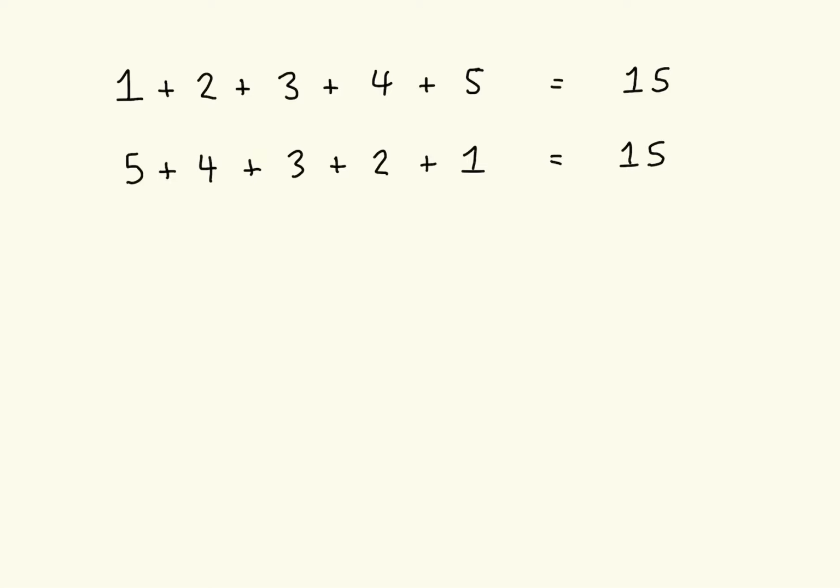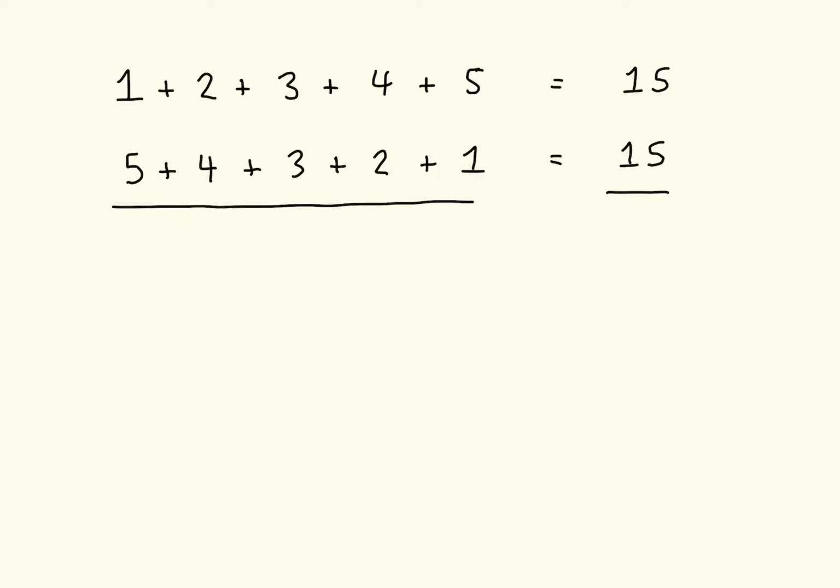And then you can think, well, why does this help me at all? Well, it helps me because if I look at the columns here, each of these adds up to 6. So 1 plus 5 is 6, 2 plus 4 is 6, and so on. If I imagine taking the sum of these two sequences in column form, the sum of 1 and 5 is 6, the sum of 2 and 4 is 6, and so on.